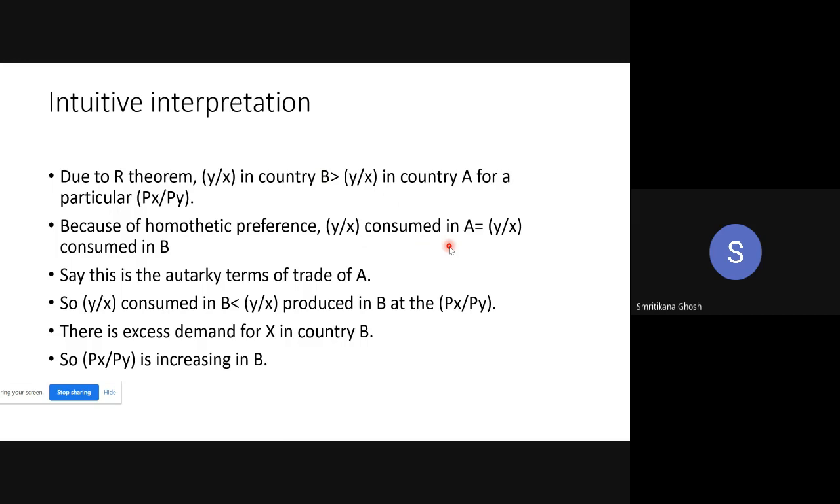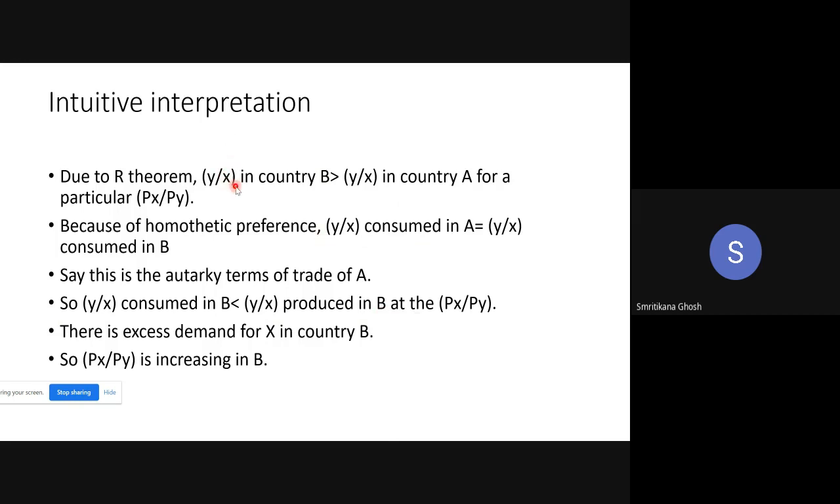Okay. But y by x produced in country B is greater than y by x produced in country A because of the Rybczynski theorem. Now, say there is an autarky terms of trade in country A. Now, y by x consumed in B is less than y by x produced in B. How can I say that? Y by x consumed in B is less than y by x produced in B.